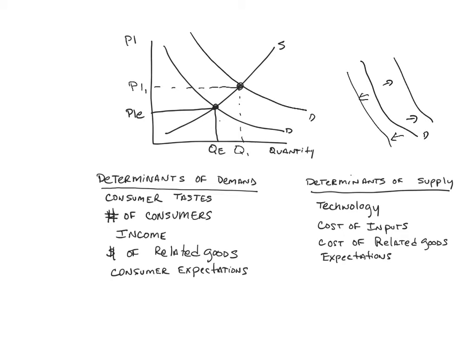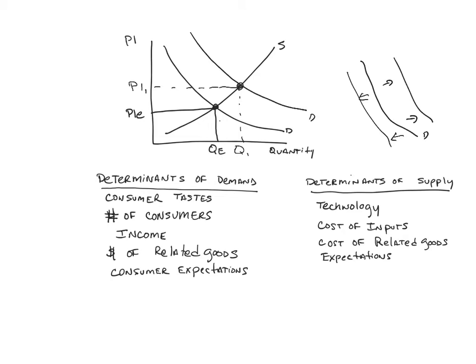Consumer expectations. If consumers are expecting bad things, well, the demand for a lot of things is obviously going to shift to the left. For example, right now, the demand for cookies is not a big deal. People are, if anything, buying fewer cookies and more of other things that they need to have.